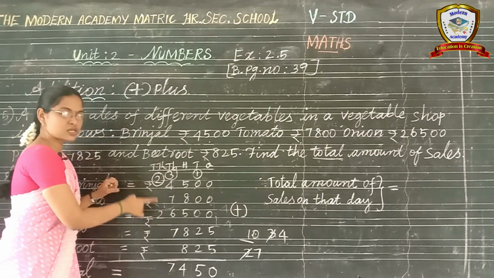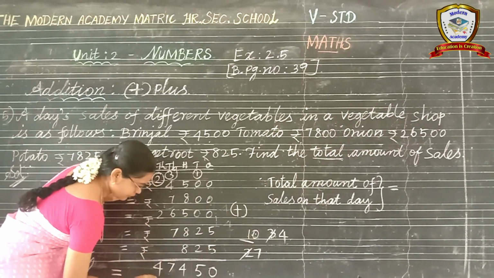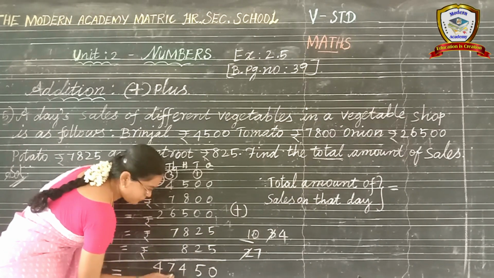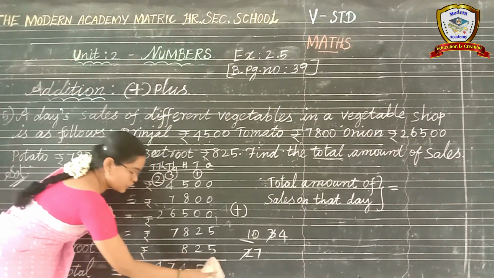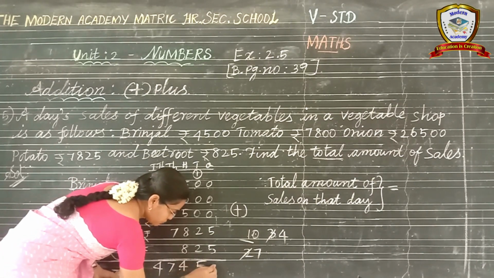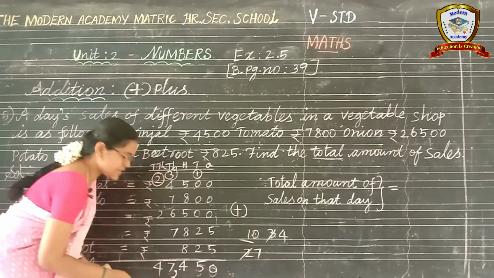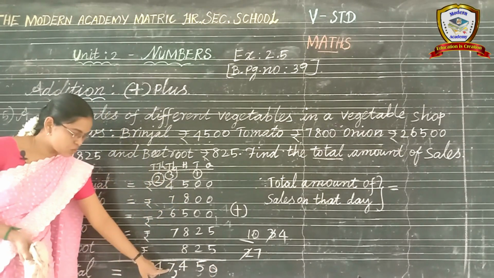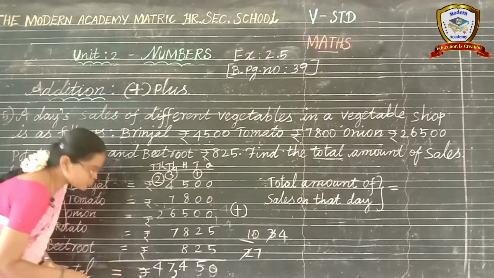Here given just 2 numbers only. 2 plus 2, 4. Okay, so insert the comma. Then 3 digits before, insert the comma. So what is the answer? 47,450 rupees. The rupee symbol also you should insert.